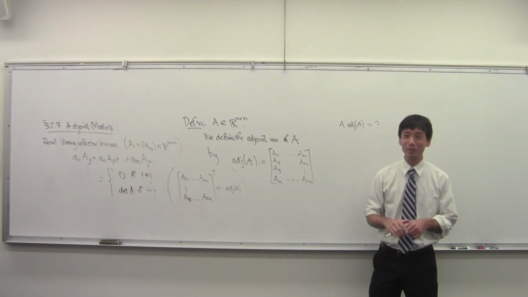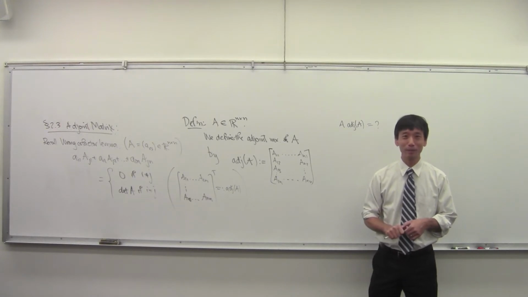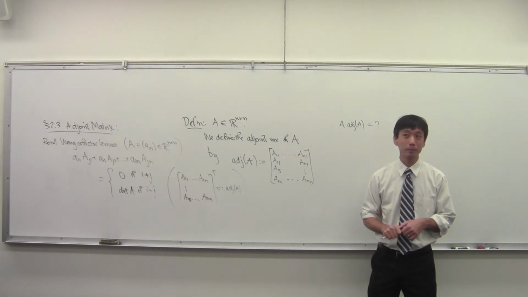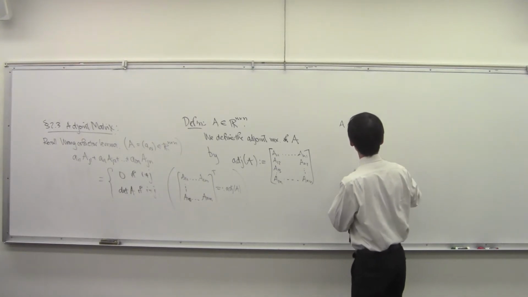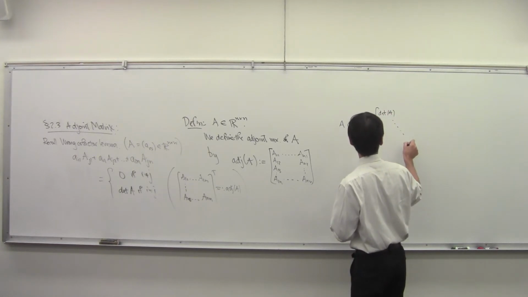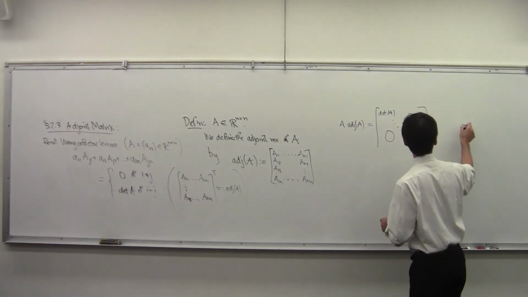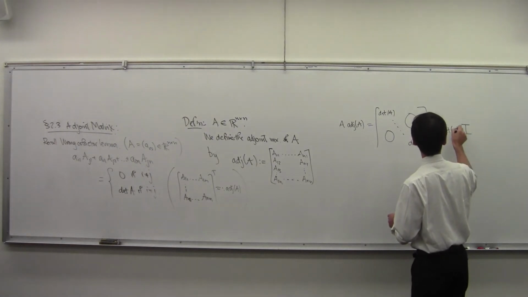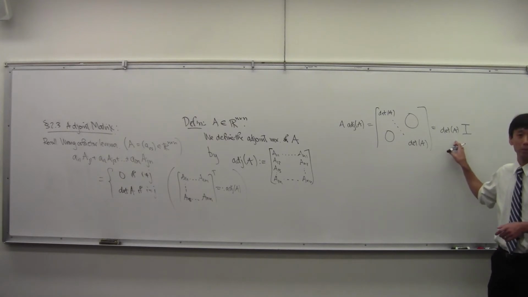So go back a couple of pages, one page or so. See it? Exactly. You're going to get a diagonal matrix with the determinant down the diagonal. In other words, you get the identity matrix multiplied by the number, the determinant.